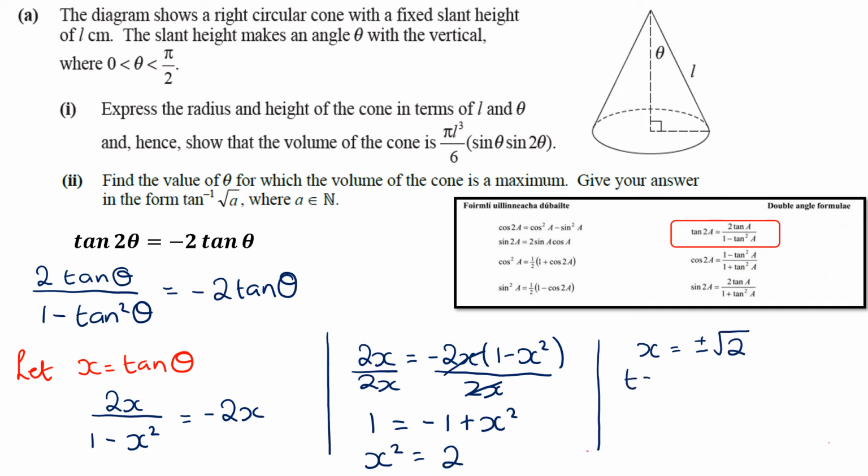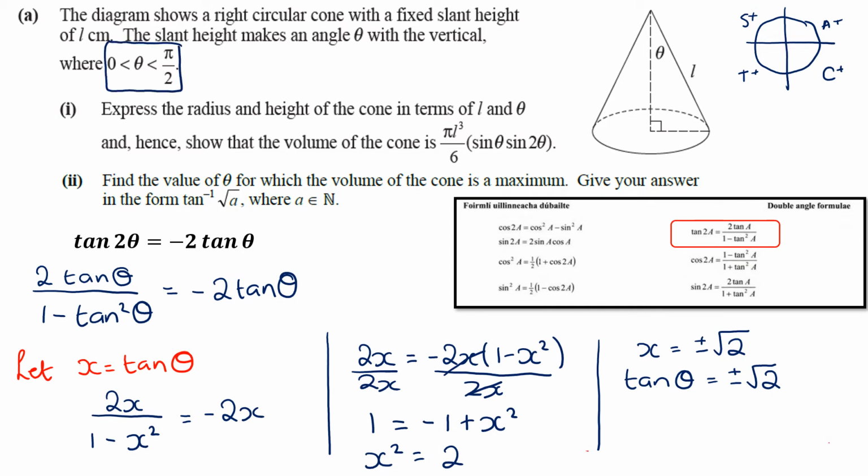Now, remember, this is actually tan of theta is equal to plus or minus root 2. So we've actually got two answers, but they only ask for one value. So if we go back and think about our unit circle here for a second, C-A-S-T. So are we talking about which quadrant? If I look at the start of the question, they told us we were only working in that first quadrant. So that first quadrant has to be positive, meaning my answer for tan theta is just root 2. And then writing it in the form that they want is tan inverse root 2, which is exactly the way that they wanted it.